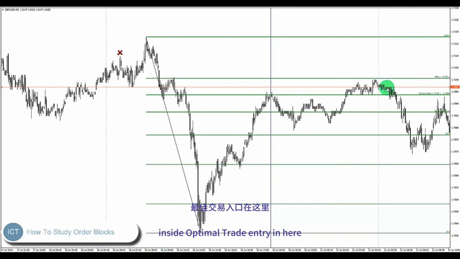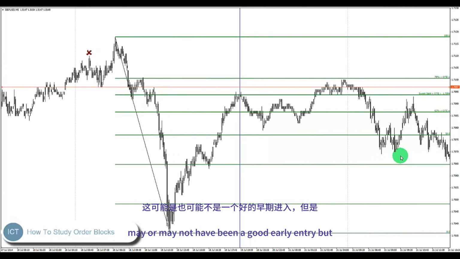Inside optimal trade entry in here, and we did trade against that order block. Look at all the candles in here, just the highs of them, tagging against that price level, then moving lower. May or may not have been a good early entry.